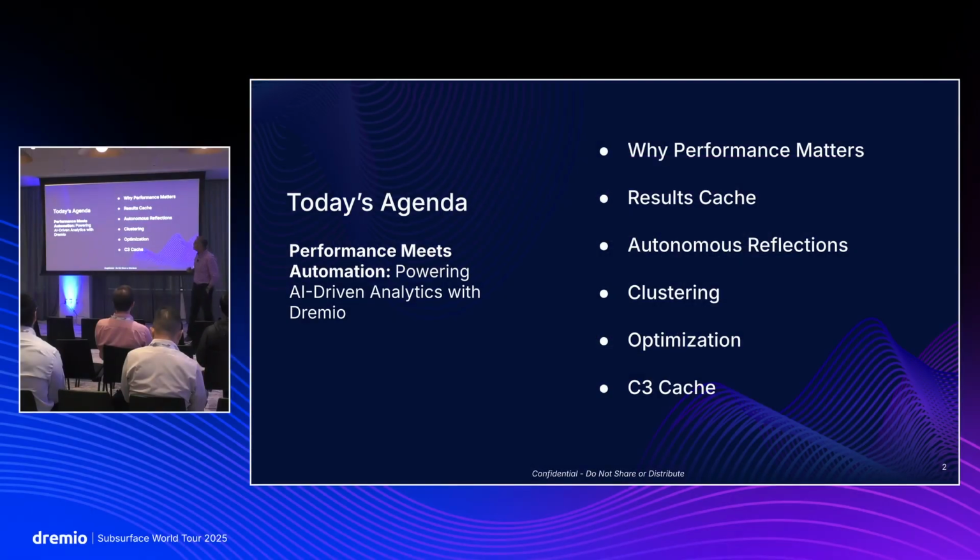So the focus today is performance meets automation. I'm going to talk about 5 autonomous features that we have introduced to deliver accelerated performance without putting any overhead on the teams managing performance. The features I'm going to talk about are result cache, autonomous reflection, clustering, optimization, and C3 cache.